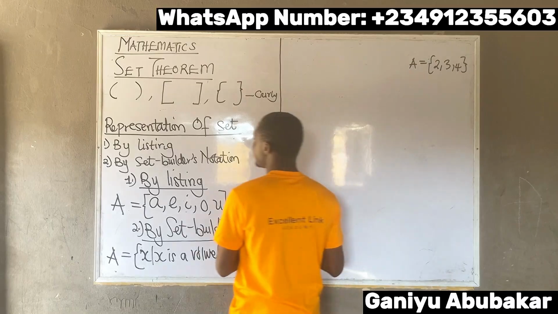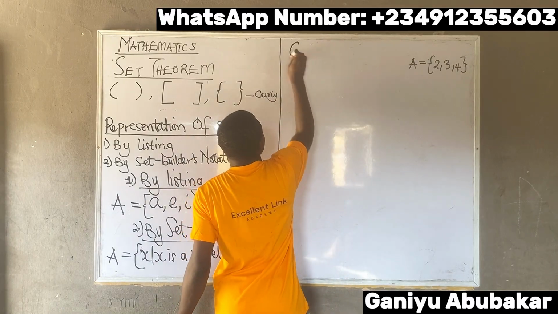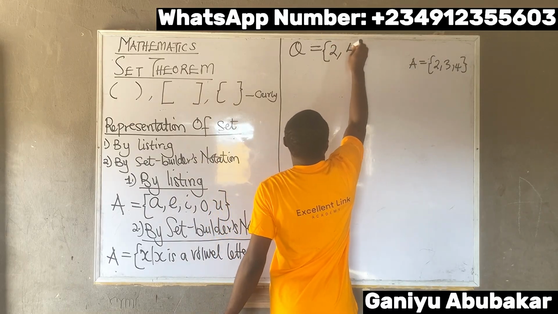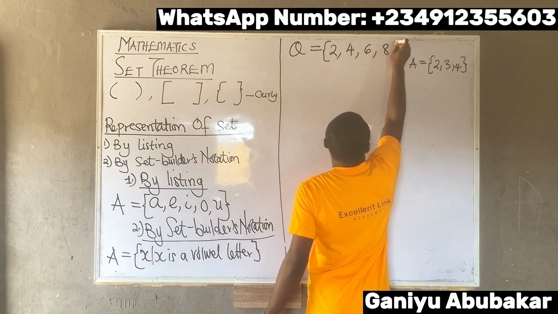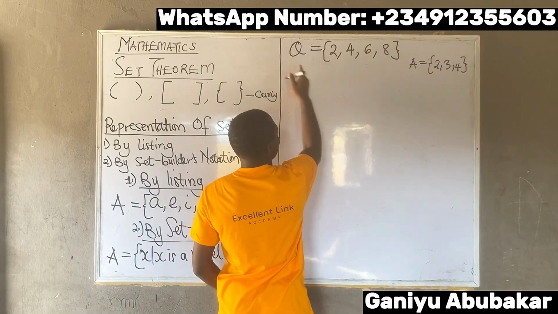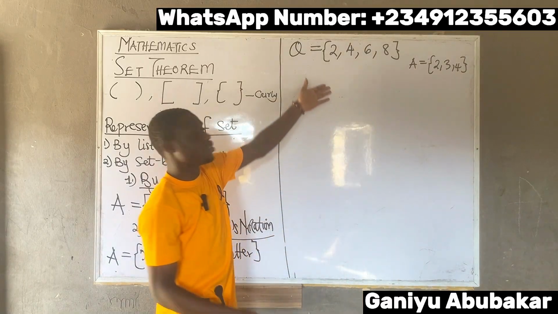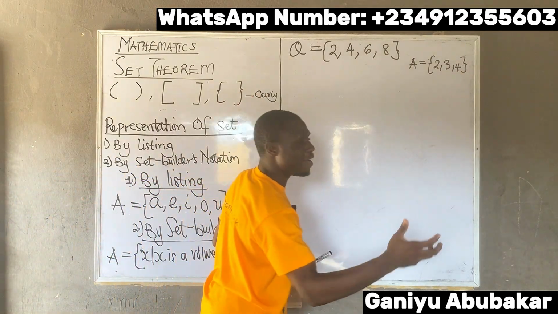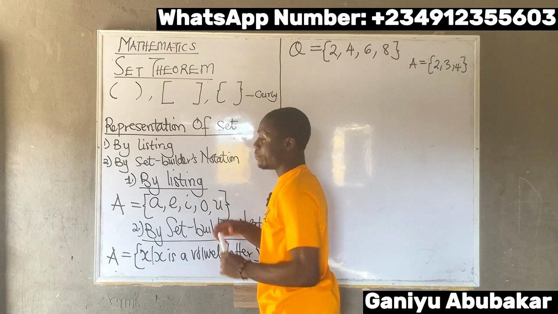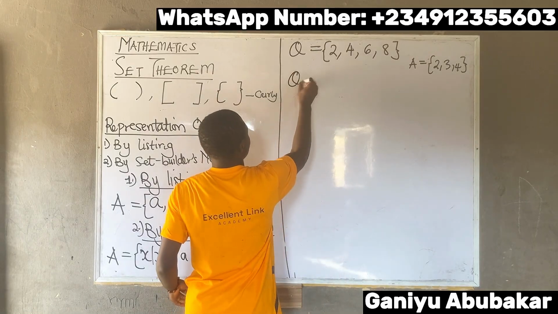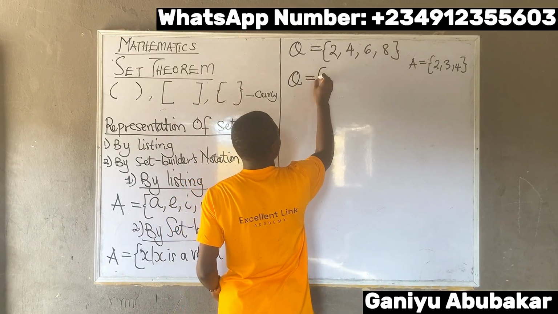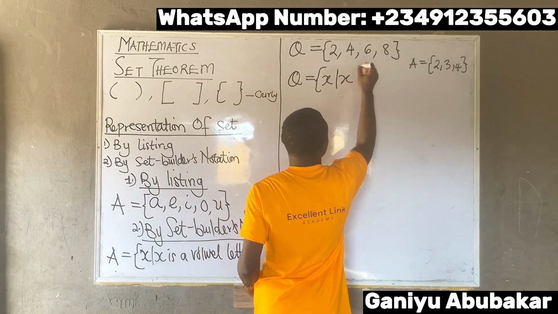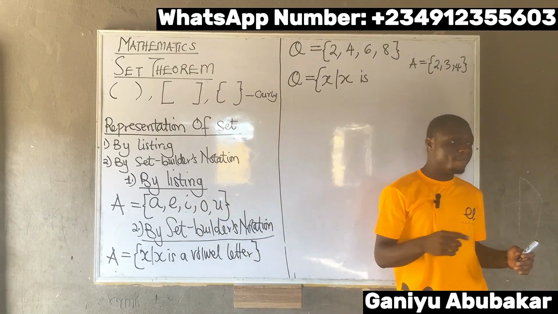Now look up please. If I say given a set Q to be equal to 2, 4, 6, 8 for instance, this is by listing. I list them out. Now help me convert this by listing to set builder. What will it be? Who can tell me? So Q equal to X, such that X is what?